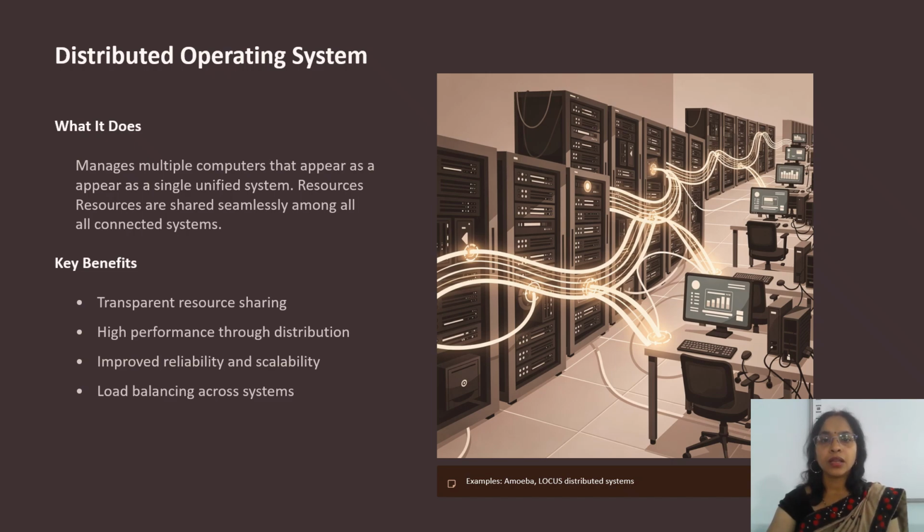Example, if we are talking about the Amoeba distributed system. Distributed systems are also used in cloud computing today.